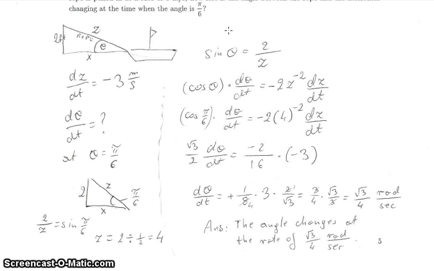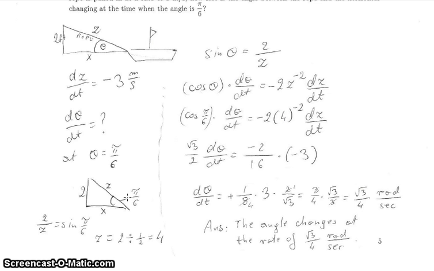So my equation on theta is going to be sine of theta is 2 over z. You differentiate both sides with respect to t. The derivative of sine of theta is cosine of theta times d theta/dt, by the chain rule. And the derivative of 2 over z is -2 z to the -2nd power times dz/dt, by the chain rule. And now what do we know? We know that theta is pi over 6, that's the point. d theta/dt is to be found. z, we don't know what z is equal to when theta is equal to pi over 6.